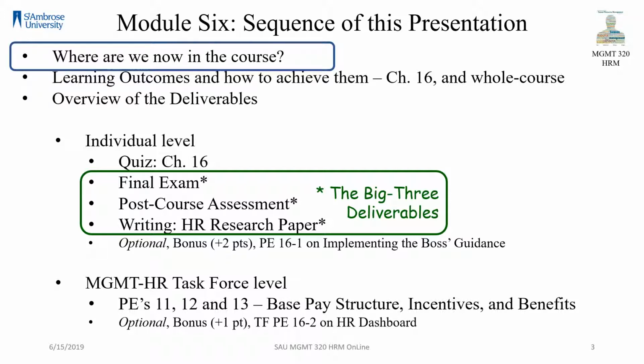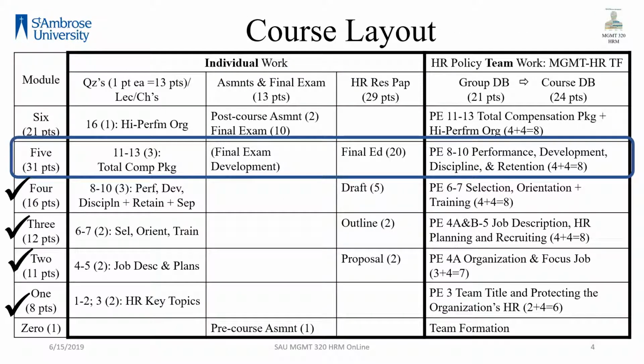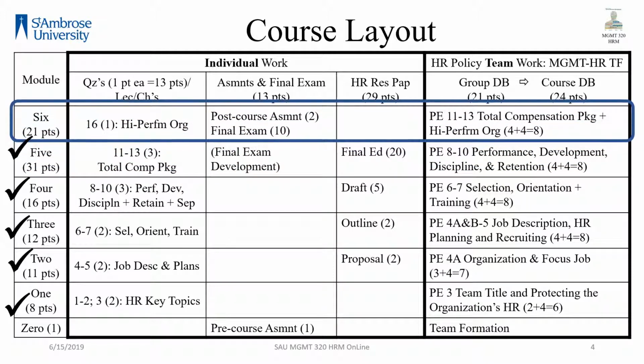Where are we now in the course? We've accomplished Module 5 and are moving on now to our Module 6. There are 21 points to be earned in this module. There will be one quiz on Chapter 16. We'll also be accomplishing our post-course assessment and the final exam. And the task force will be presenting their recommendations on the total compensation package. There are also 2 bonus practical exercises, and we'll describe those in just a moment.